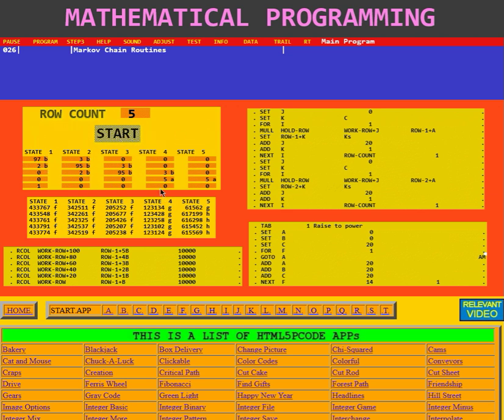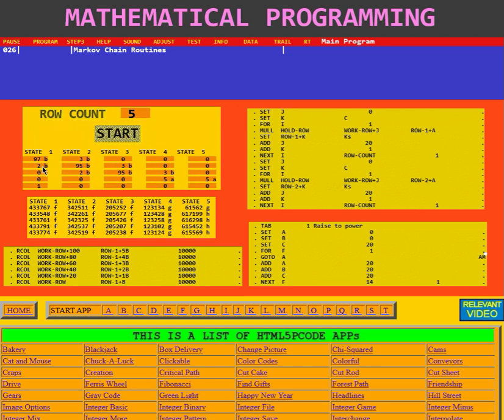And below that, this is where you enter the data. It says the row count is 5. So we see there are 5 rows. And since this is a transition matrix, that means it must also have 5 columns. Being a transition matrix means that the sum of the values in the rows must add up to 1.